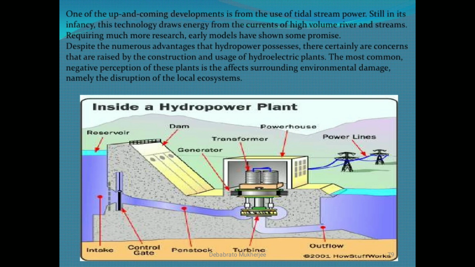This is a powerhouse. Through the transformer it is stepped up. Over here, 11 kV electricity is generated, and this 11 kV is the incoming, and the outgoing, through step up, can be 132, 400, or 765 kV. Then it is given to the grid through power transmission lines.